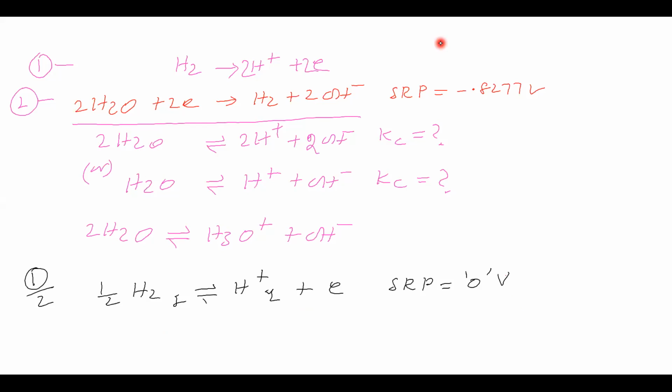Next we will take the second half reaction. Second half reaction also we are dividing by 2. So we are getting H2O plus electron gives half H2 gas and 1 OH-.